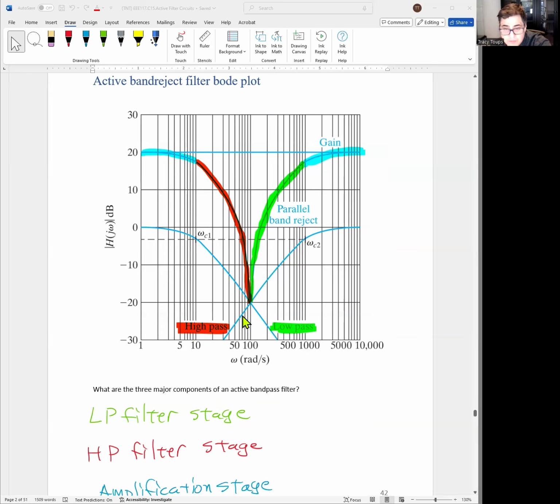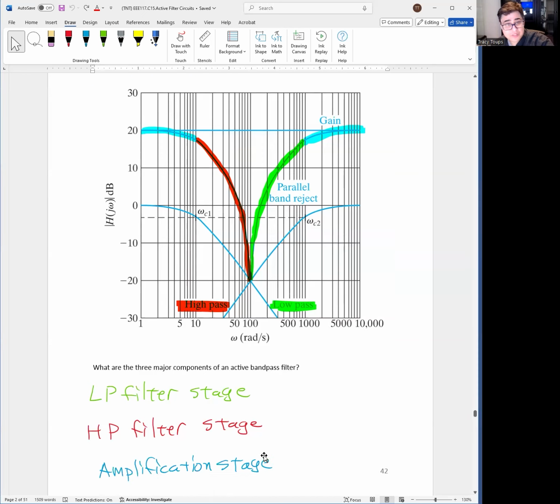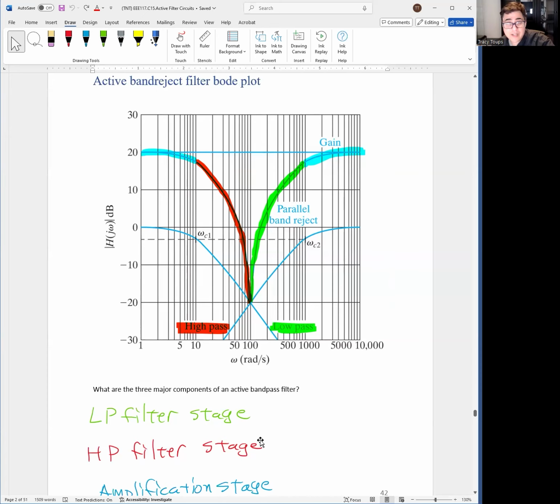Of course, after you solve the stop band region in the middle, outside the region you still have that gain of, let's say, 20. You need to increase it, so you need to have amplification stages as well. Just like before with the low pass filter and high pass with the amplification stage, we have 3 stages we need to go through to create a band reject filter.